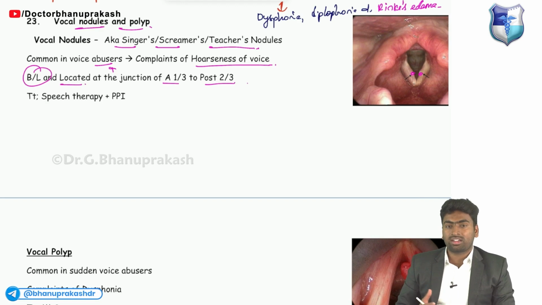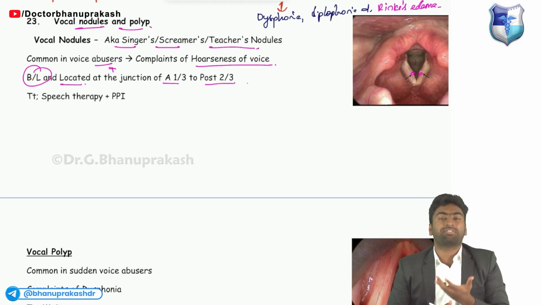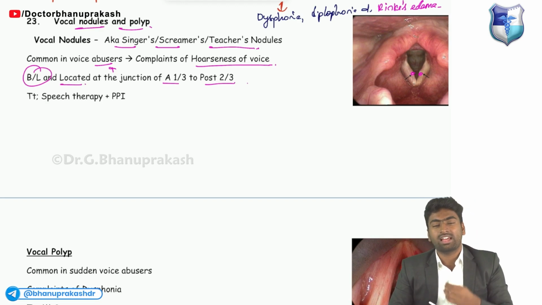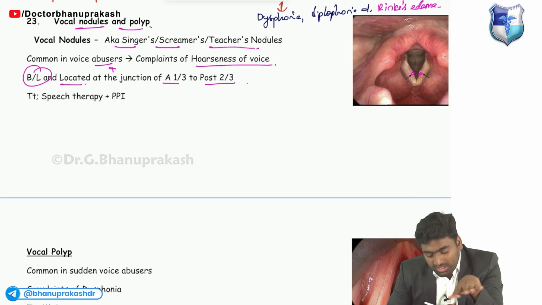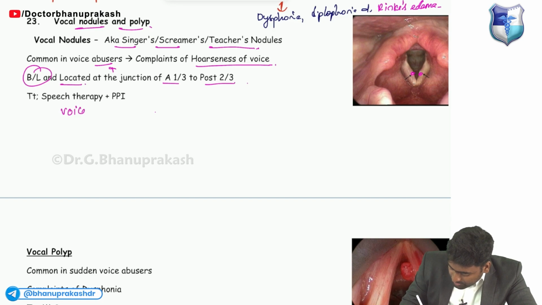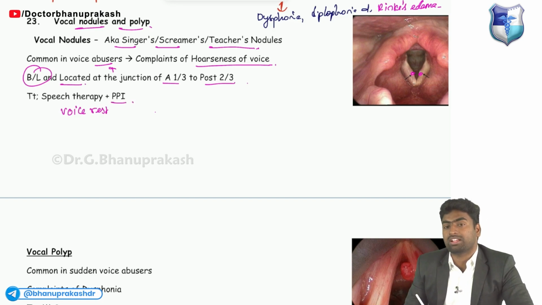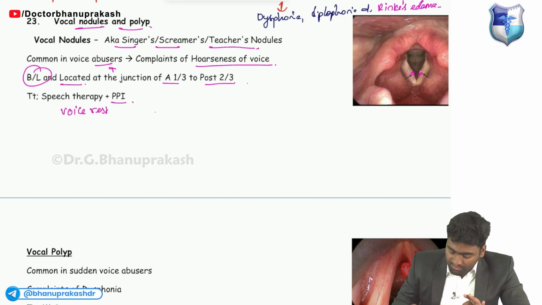Sometimes this can occur because of acid reflux. So we will do two things. First, we'll do speech therapy, which is just to give some voice rest. Then we'll give them proton pump inhibitors. So this is what we do in a case of vocal nodules.